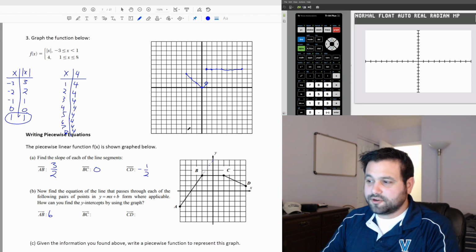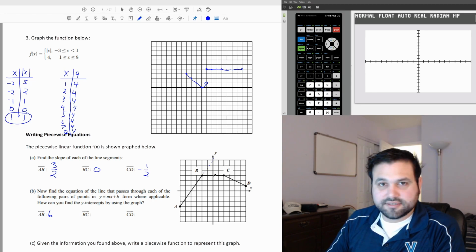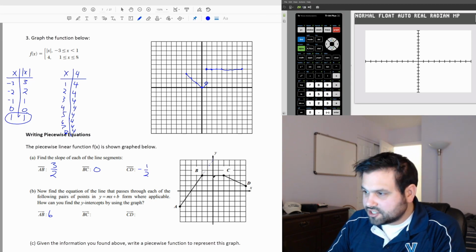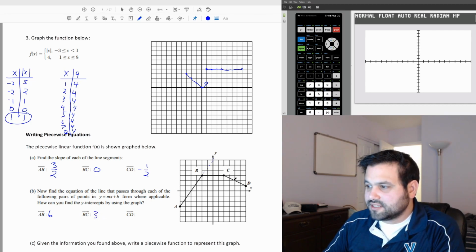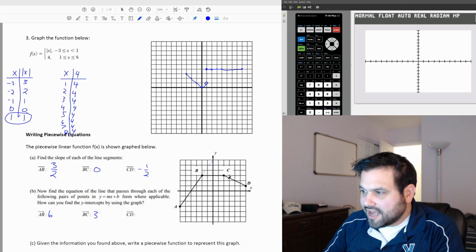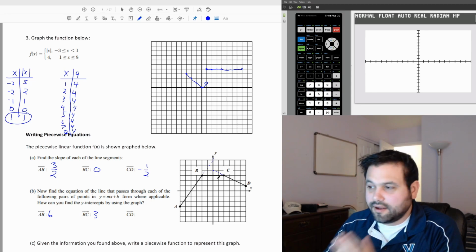So BC, it has a y-intercept. So this one I can just identify as 3. If it doesn't have a y-intercept because it's only right here, we have to extend that pattern back toward the y-axis so that we find the y-intercept. So this is 1, 2, 3, 4. Looks like a y-intercept of 4.